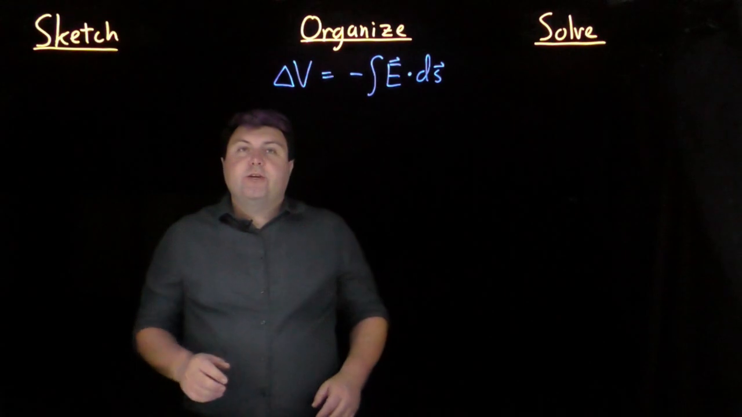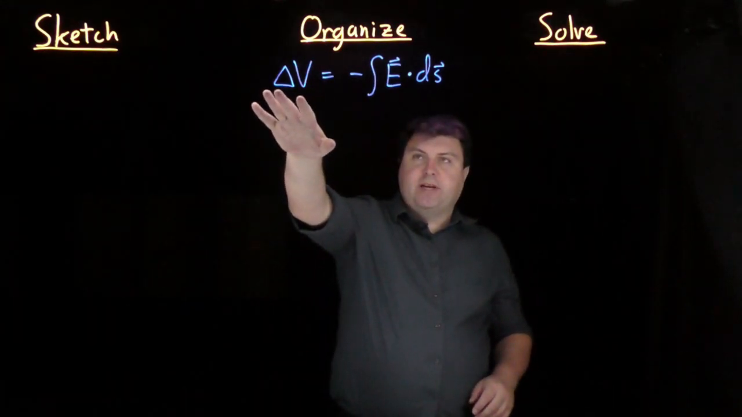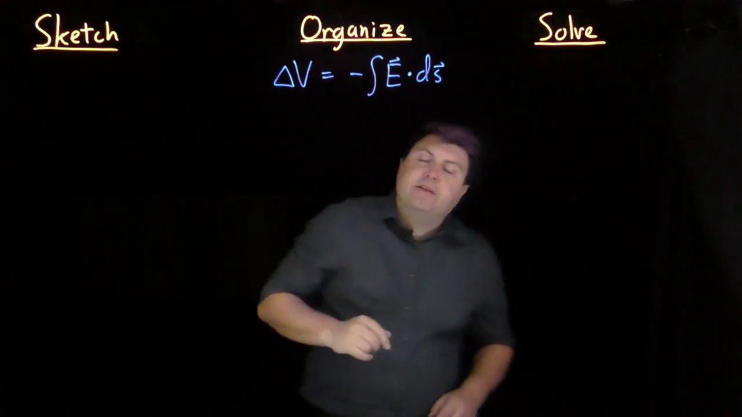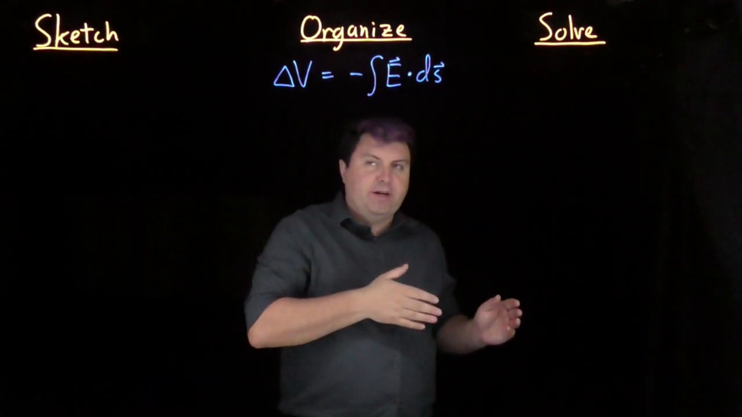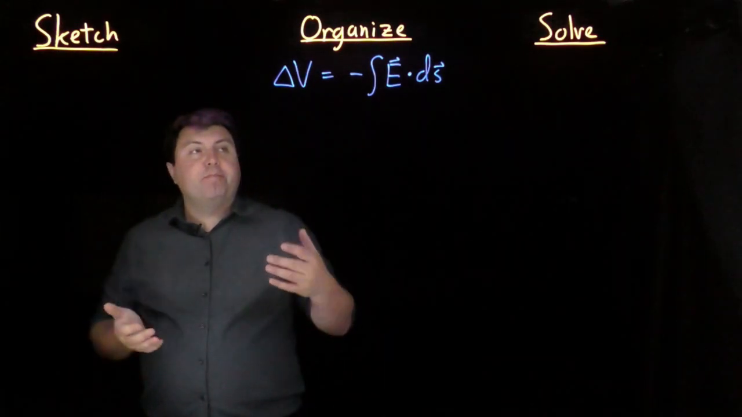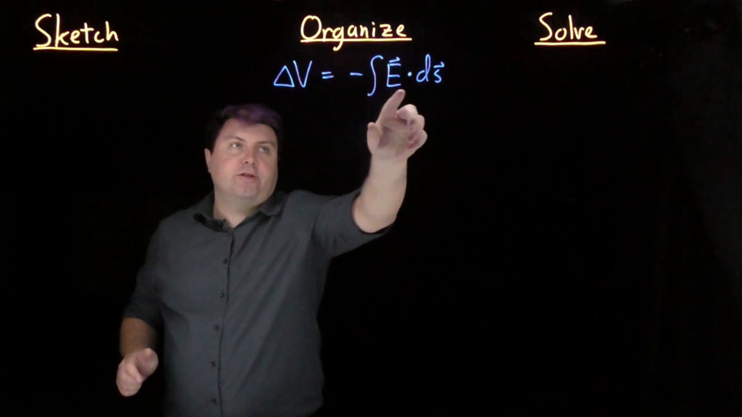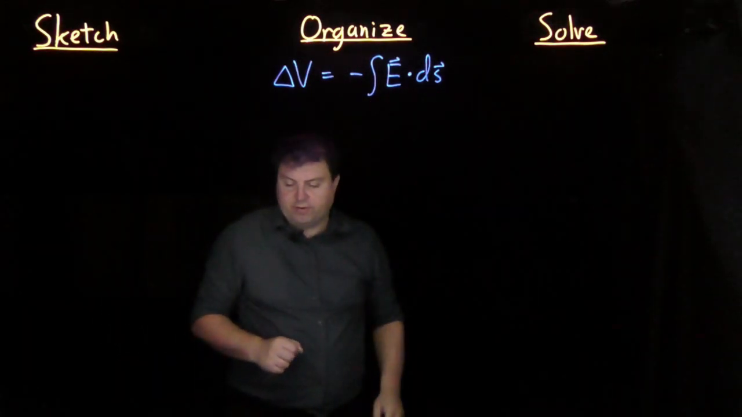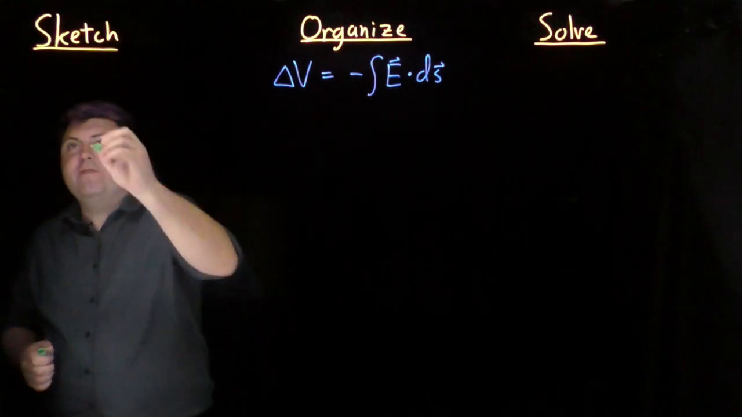Welcome. So we want to find the electric potential, but we want to find the difference of electric potential. And if we know the electric field, we can do this. This is a different way than the summation method. This is what we call the path integral method because we are going to find the electric potential along a path of electric field. So our first step for anything in Sketch Organize Solve is obviously sketch.